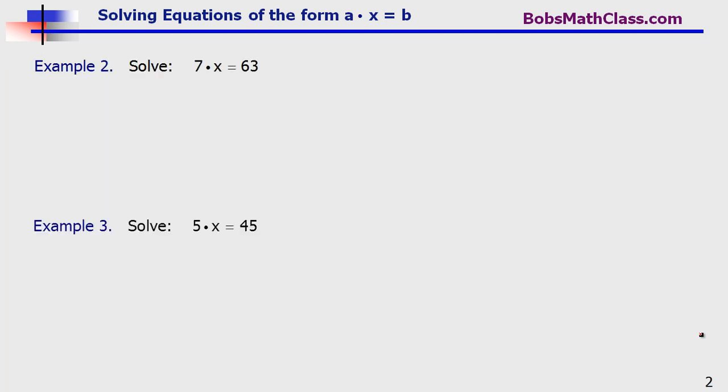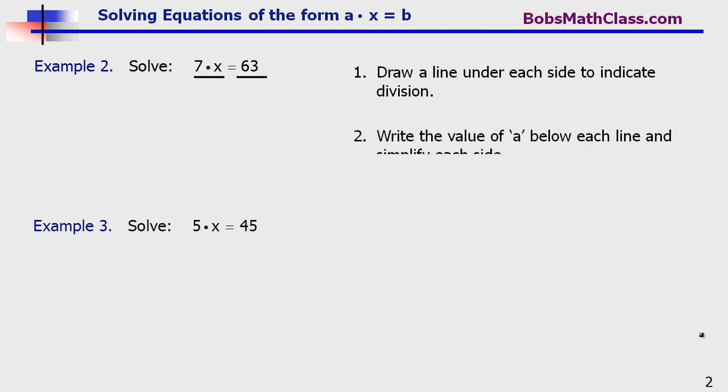Let's do another problem. 7 times x equals 63. Draw a line under each side to indicate division. So draw the line. And then what number goes below the line? That's right, 7. So write the value of a below each line and simplify each side. Now 7 divided by 7 is 1, so 1 times x is 9, and x equals 9.